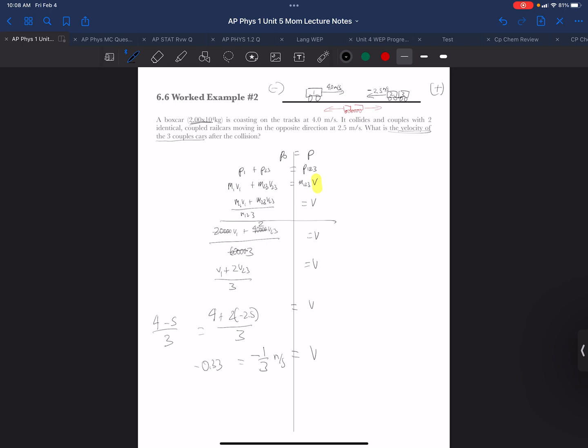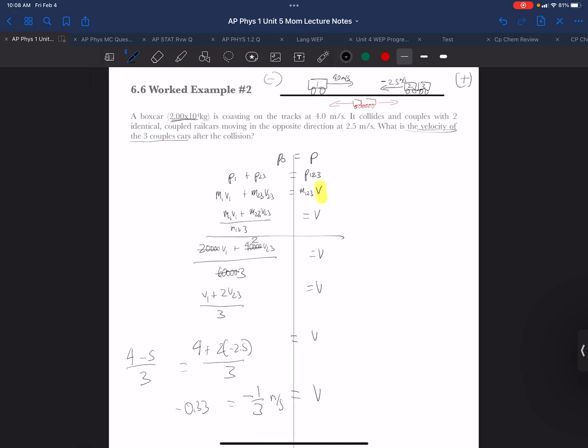Now, it's no coincidence that this is 1/3. There are 3 equal masses, 1, 2, 3. And the total momentum that we had is being shared among those 3.